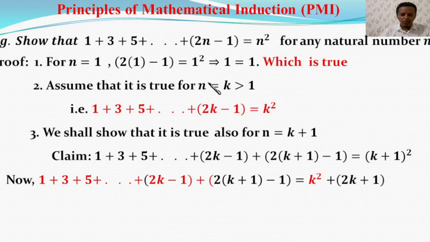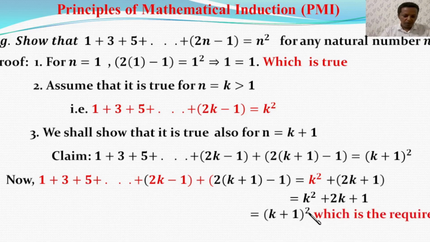So when n is k plus 1, twice of k plus 1 minus 1, which is 2k plus 1. So we get, up to k, you have k squared. Up to k plus 1, we have k squared plus 2k plus 1. This is quadratic. K squared plus 2k plus 1. We can factorize this quadratic as k plus 1 square.